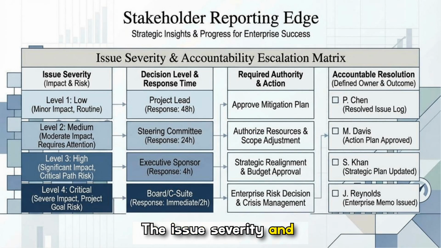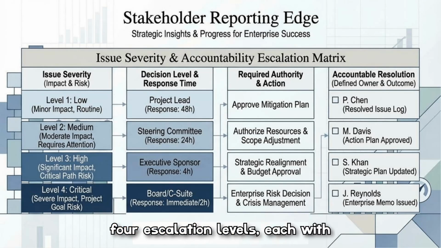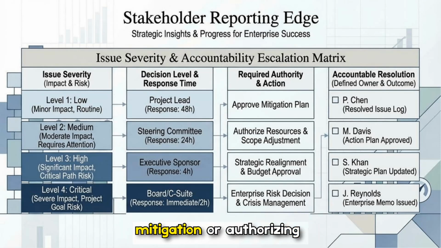The issue severity and accountability matrix defines 4 escalation levels, each with a required response time and decision authority from project leads up to the board. It pairs clear actions, like approving mitigation or authorizing resources, with named owners responsible for resolution, so critical project risks trigger immediate governance and traceable outcomes.